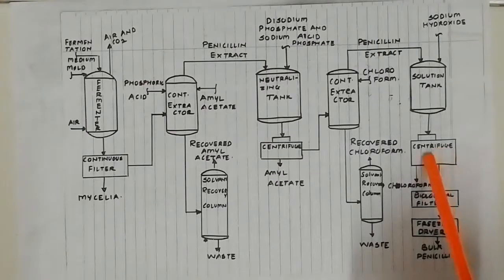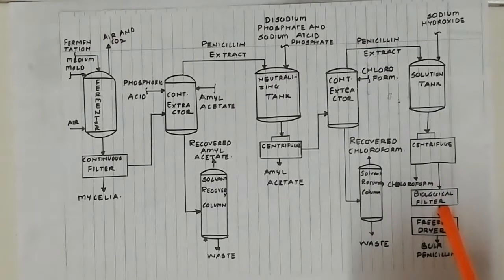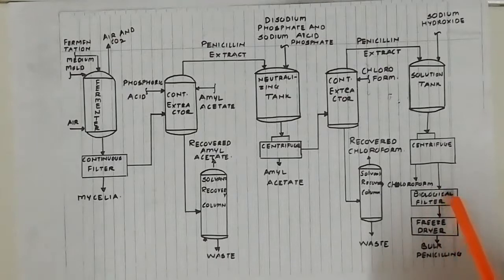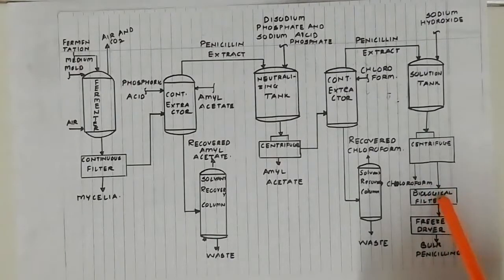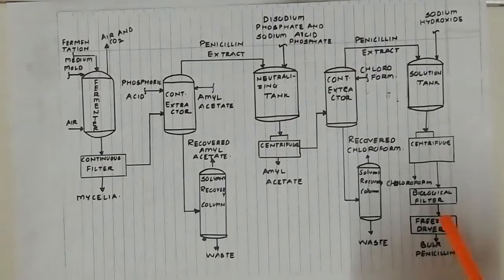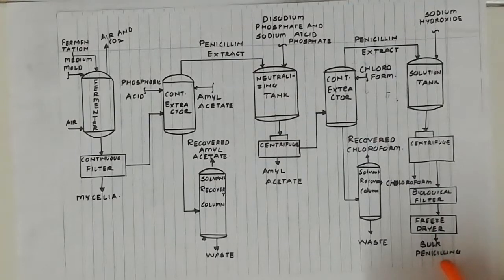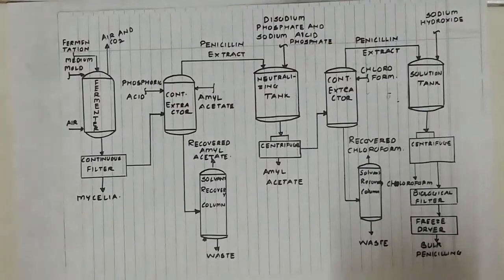Once it passes through the centrifuge, the chloroform has been extracted and it is given to the biological filter, where the growth of the bacteria, or if some part of the bacteria is still present there, can be removed out. The resulting penicillin is given to the freezer and dryer. The reason is that the growth of the bacteria can be stopped there, and it is one of the sterilization processes for the penicillin, and the bulk penicillin is extracted from this process. So this is the whole process for penicillin making.